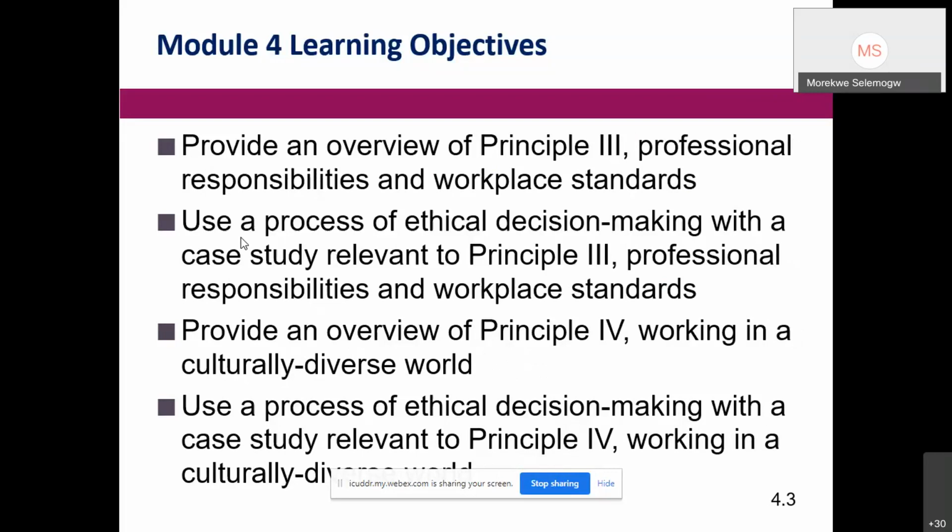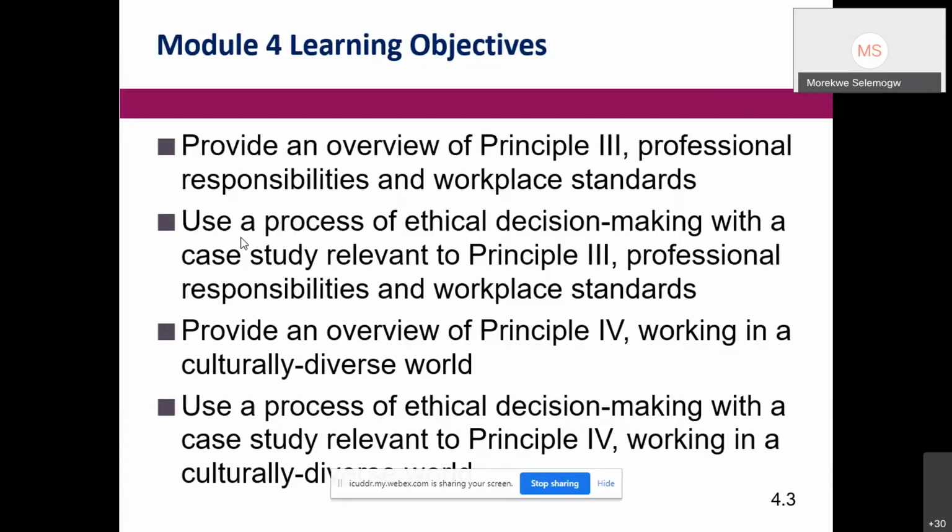Moving right along, to provide an overview of principle 3, which is professional responsibilities and workplace standards. Use a process of ethical decision making with a case study relevant to principle 3, professional responsibility and workplace standards. Provide an overview of principle 4. So we have a lot to be learning.